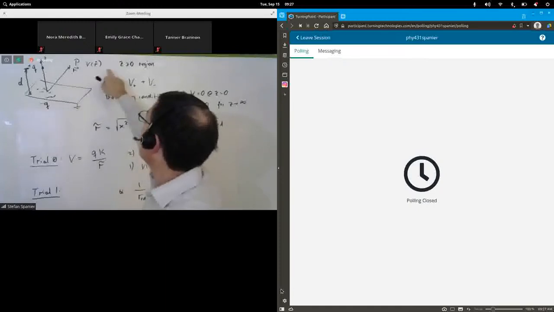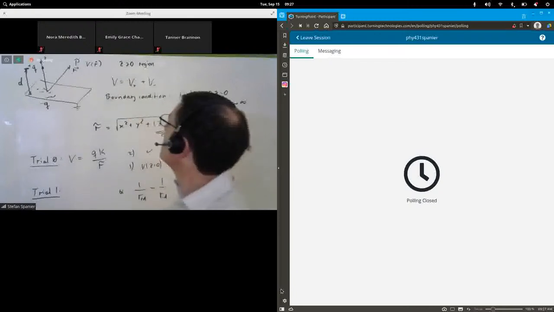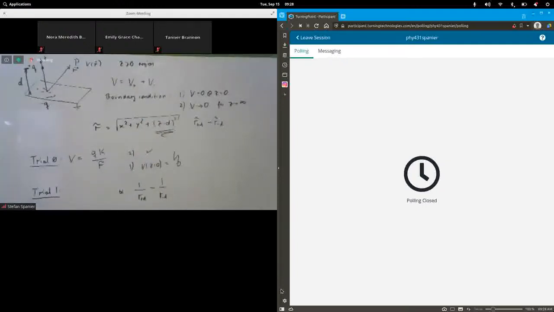Because we are looking at this on the other side. That's all. Of course, use extensively the method of image charges.